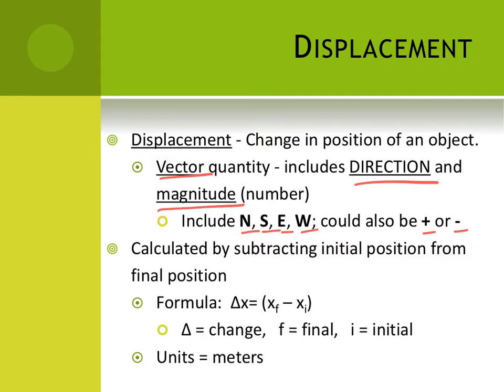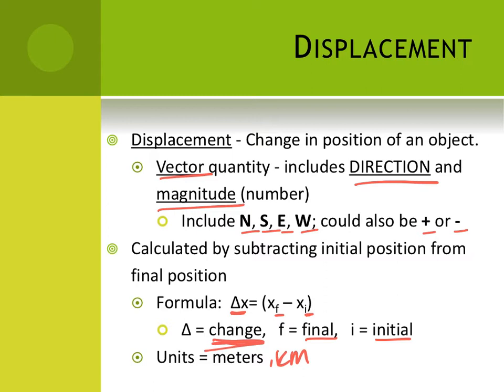They're going to be calculated by subtracting the initial position from the final position. So the formula looks like this. Delta X equals XF minus XI. So the triangle here means change, the change in position. And the F is for final, and the I is for the initial. So you're going to do final minus initial. And again, meters or kilometers, miles, inches, centimeters, but mostly meters and kilometers for the displacement.